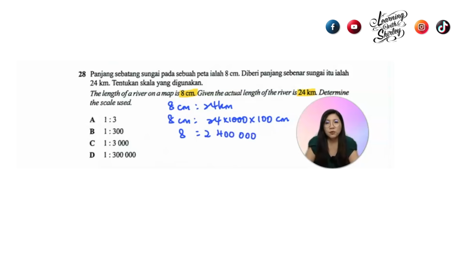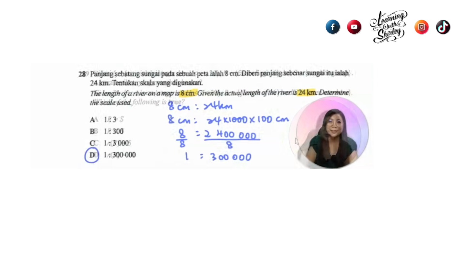Okay, so you have to be in the simplest form whereby on the left hand side must be 1. So which means that both sides divided by 8. 8 divided by 8 is 1. And then 2,400,000 divided by 8 is equals to 300,000. So this is the scale, 1 to 300,000. A, B, C, D, the answer is D.